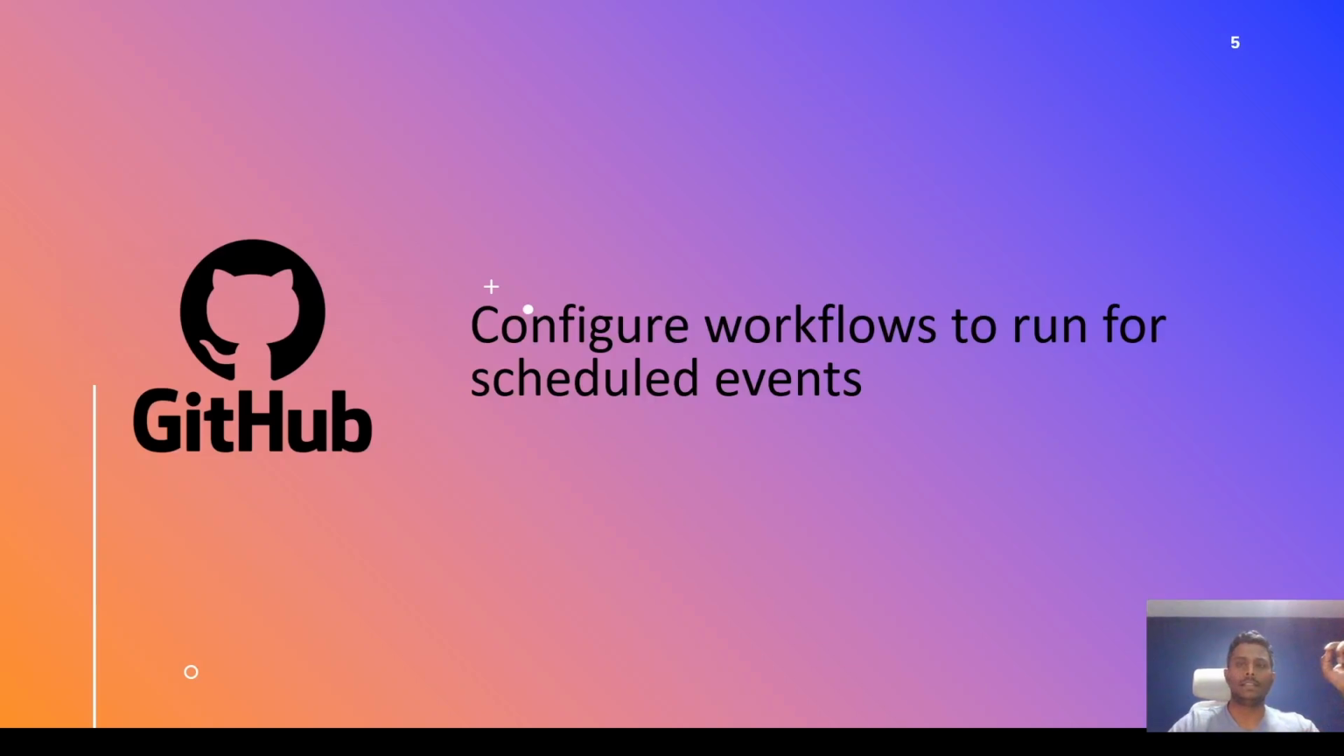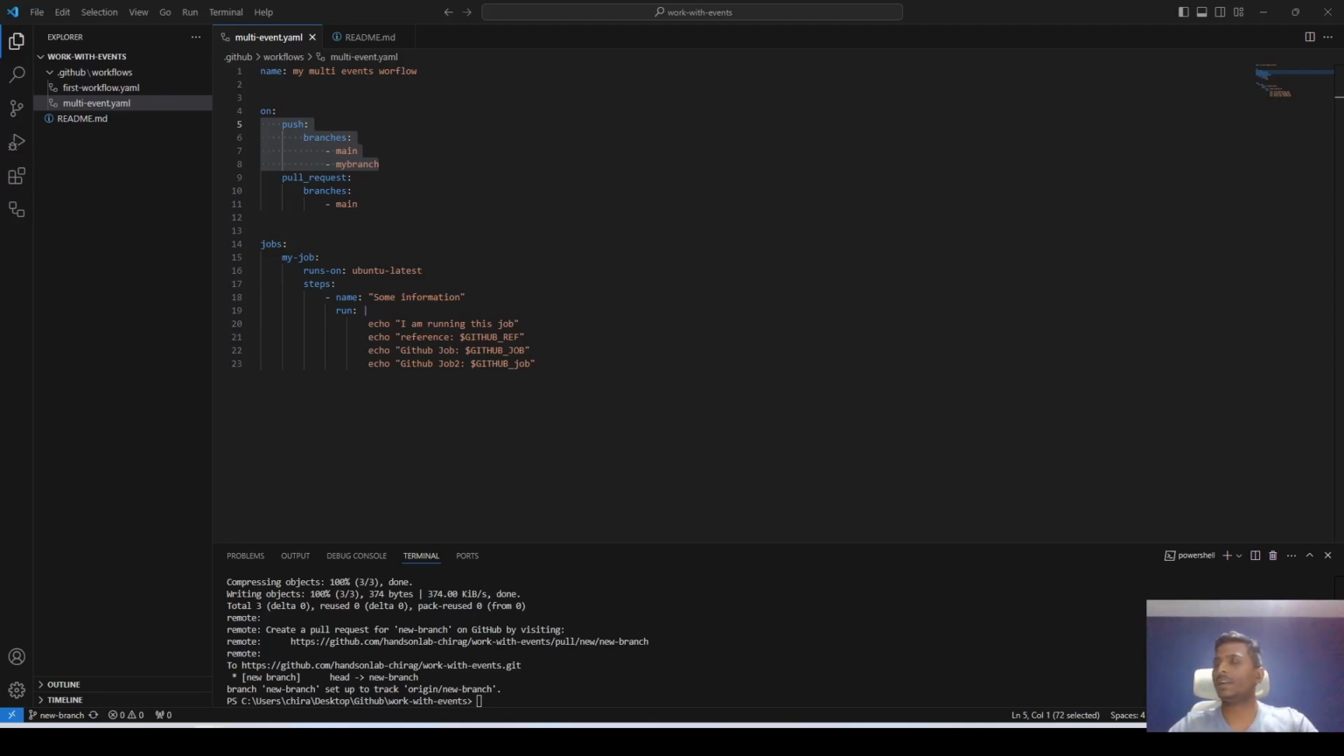Okay, so on this topic, we're going to see how to configure workflows and run the events on a schedule. So let's dive in. In order to run the workflow on a schedule, let's go back to our Visual Studio Code where we were running the previous workflow, and I'm going to switch back to the main branch. So switch it back. Cool.